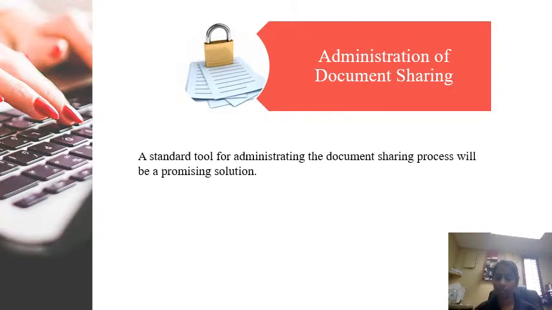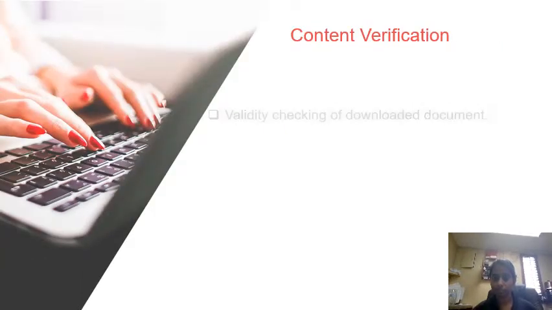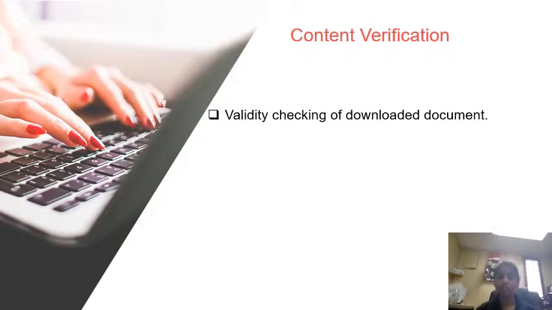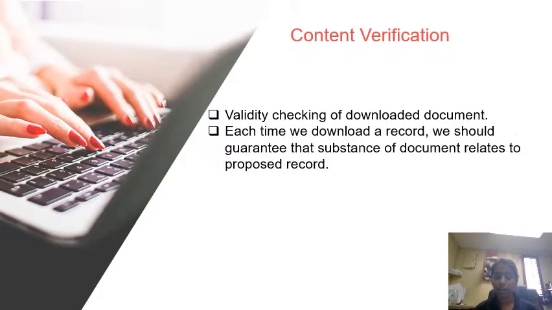A standard tool for administrating the document sharing process will be a promising solution to know which peer got which file. Content verification. The information that each peer is receiving in this network needs to be validated. Validity checking of downloaded documents. Each time we download a record, we should guarantee that the substance of the document relates to the proposed record.